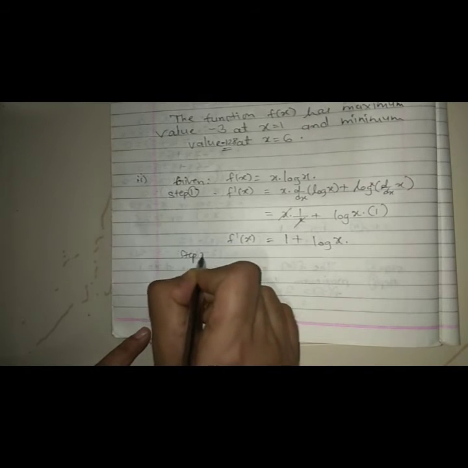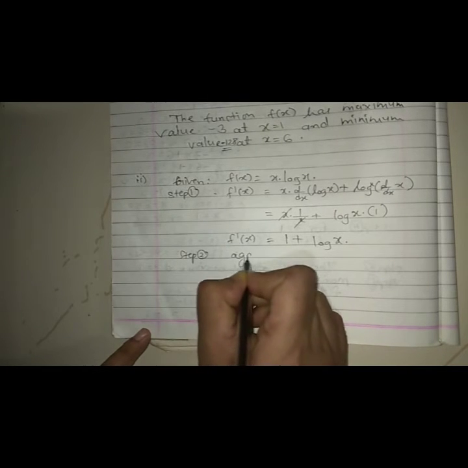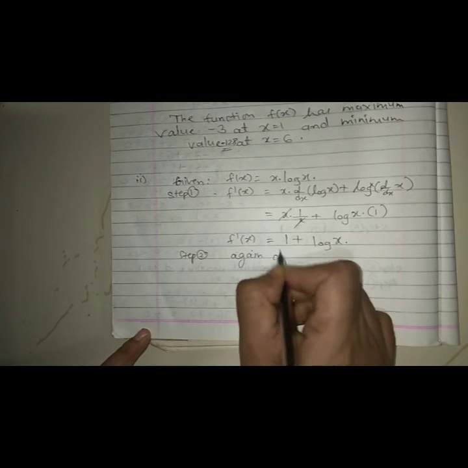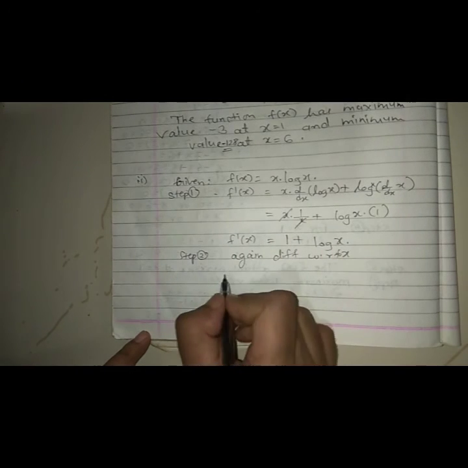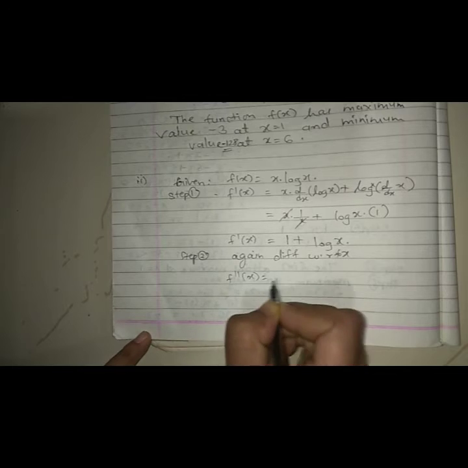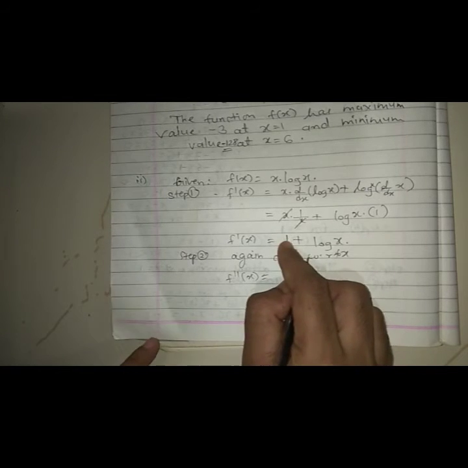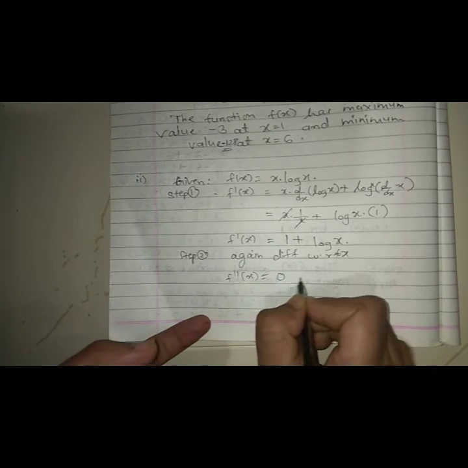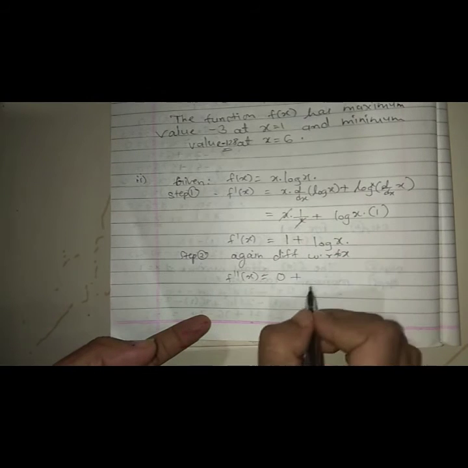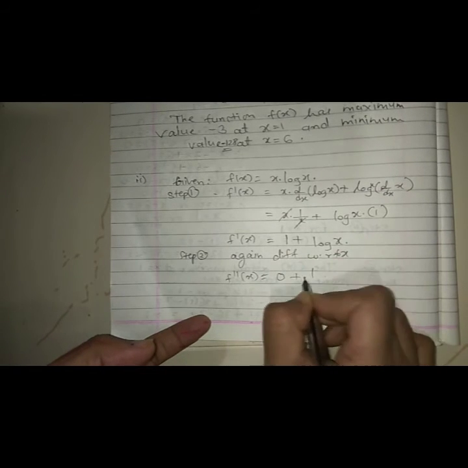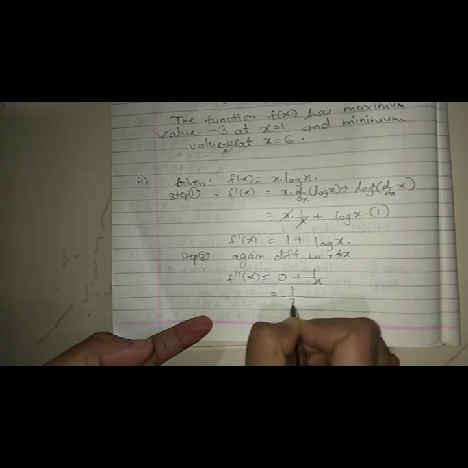Now again step 2. We have to take the derivative with respect to x of the first derivative f'(x). So f''(x) is the derivative of 1, which is a constant term, so 0, plus the derivative of log x, which is 1 upon x. So we get the value 1 upon x.